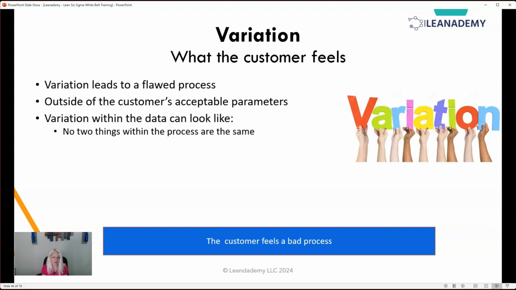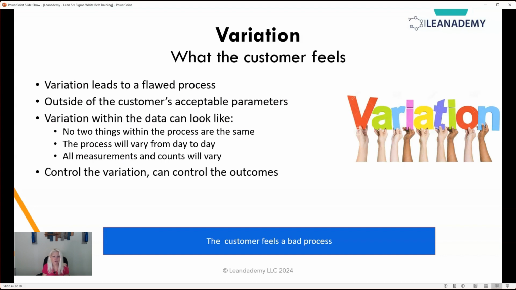Variation within data can look like no two things within the process are the same. The process will vary from day to day. All measurements and counts will vary. So what we want to do is control the variation so we can control the outcomes, right? If we can control those inputs, the X's, especially the ones that are causing 80% of the problem, then we can control how the customer will feel within the process.